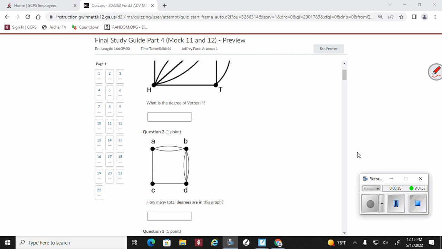All right, question number 2, basically the same exact thing. So A has a degree of 3, B has a degree of 5, D has a degree of 4, C has a degree of 2. You do the math, add everything up, and it looks to be about 14. There's your degree.